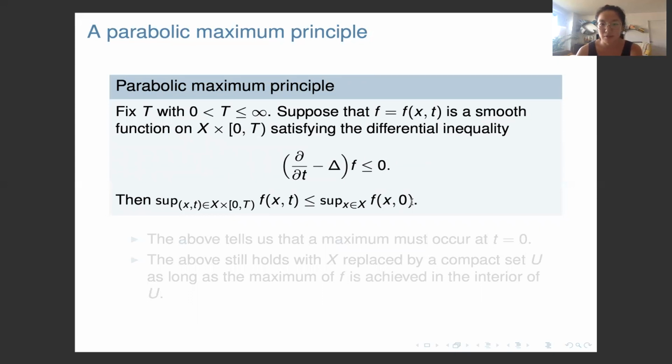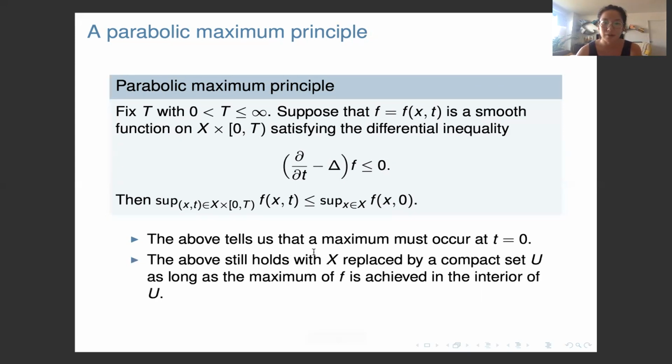This type of maximum principle will be useful for our flow because we might want to obtain bounds for the evolving metric along the flow. And if we can prove something to this effect, then we can obtain those bounds, because at t equals 0, it's just some fixed metric or function. And so that allows us to get uniform bounds. Again, the above tells us that a maximum must occur at t equals 0 if this function f satisfies this heat type differential inequality.